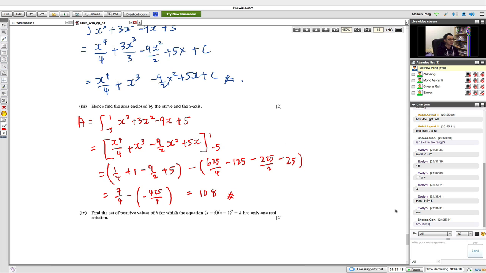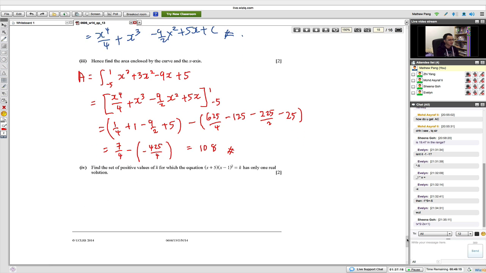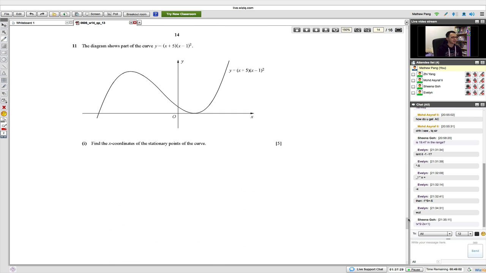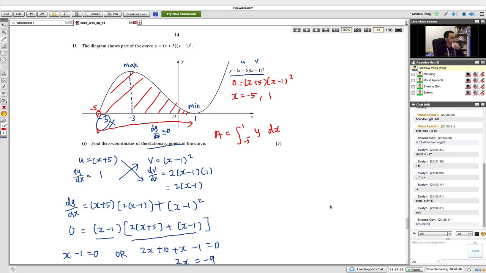And the last one, the question says find the set of values of k for which this equation equals to k has only one real solution. So in order to get only one real solution, I will have a look here. I think the line itself needs to be higher than the maximum point. I will use green color.